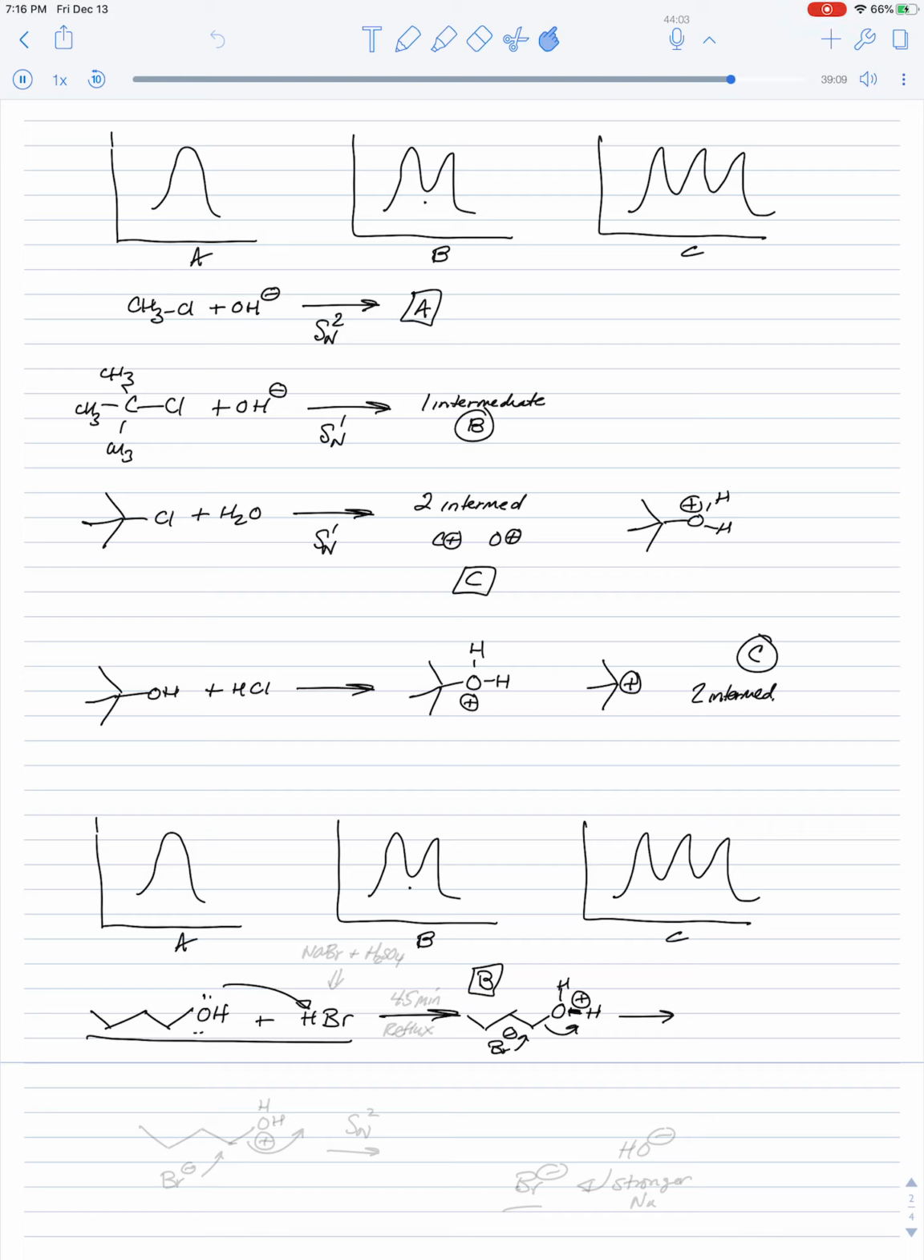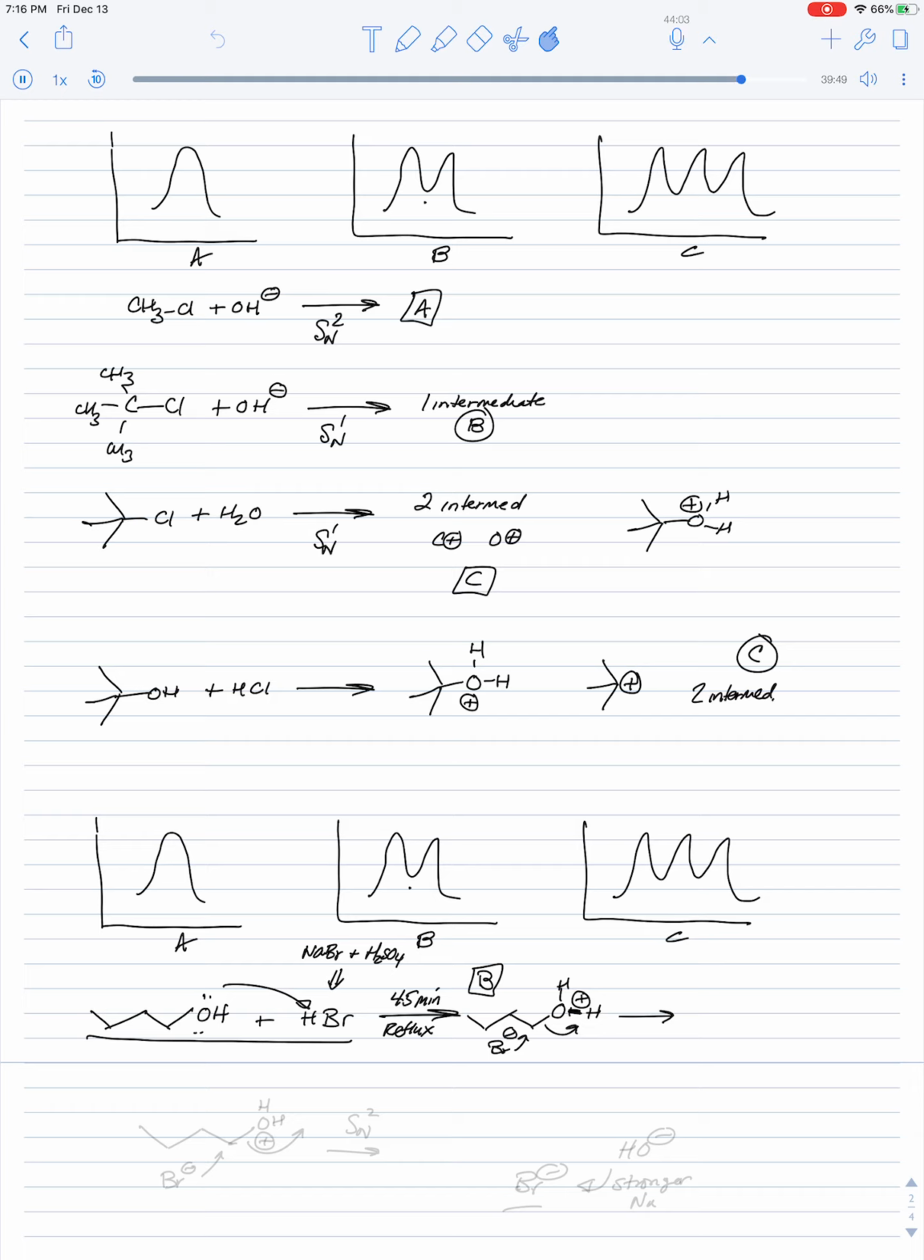Because HBr is the equivalent of sodium bromide plus H2SO4. I'm not seeing that hint helping anybody. 45-minute reflux. That's what we did in the lab. We just use sodium bromide and sulfuric acid instead of HBr.